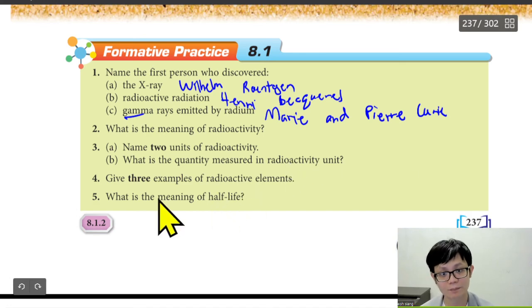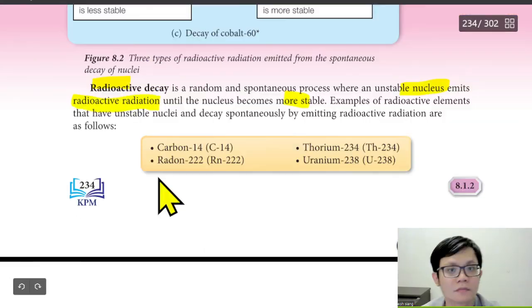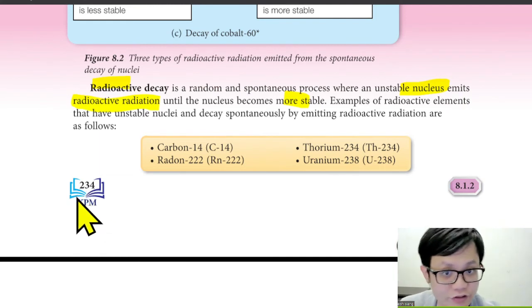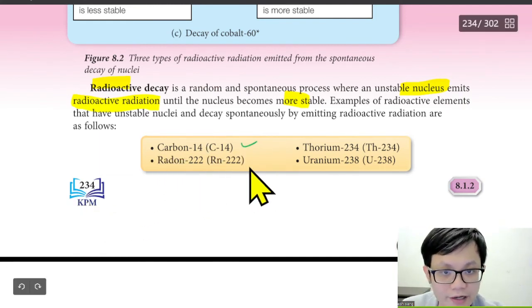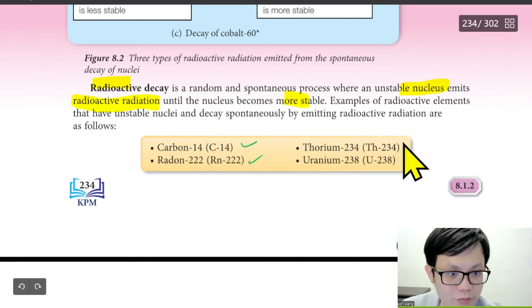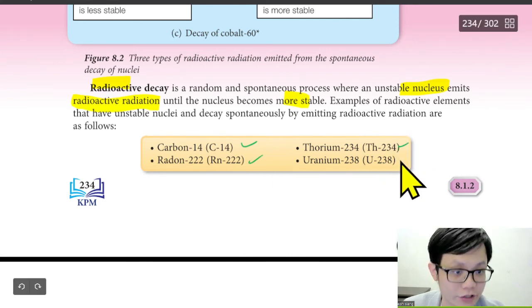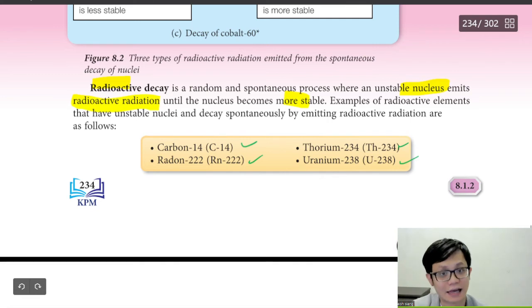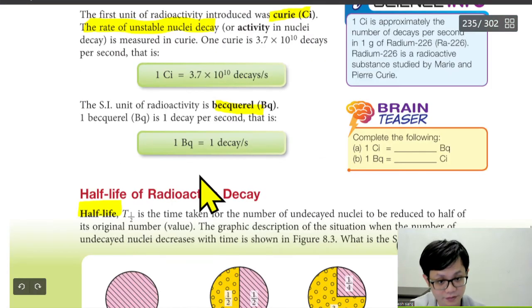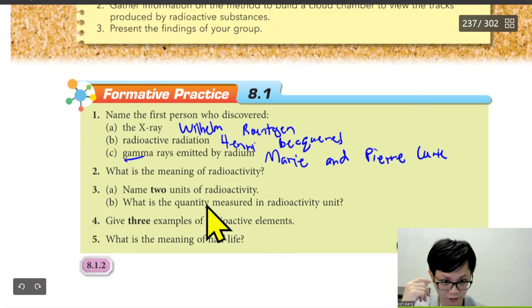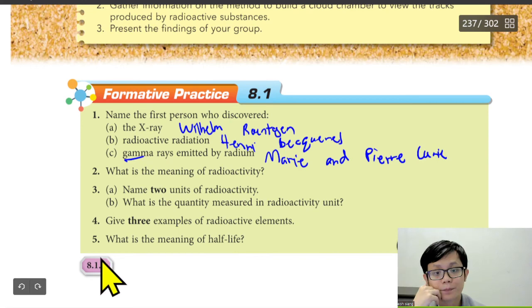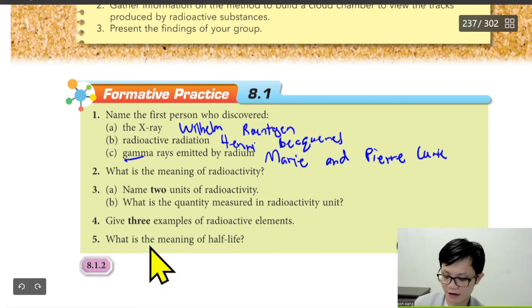Give 3 examples of radioactive elements. So you can find the answer on page 234. The examples: carbon-14, radium-222, thorium-234, uranium-238. Okay, so these are examples of radioactive substances. But of course, there are still a lot of examples. What is the meaning of half-life?